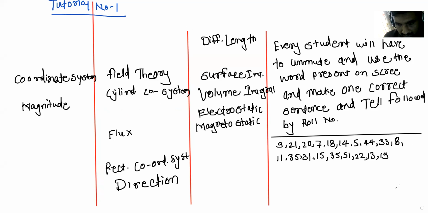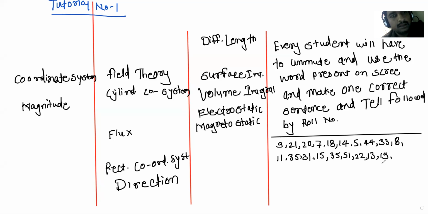Sir, 51. Magnetostatic. Yes, go ahead. Magnetostatic is the quantity that deals with the study of the magnetic field. Okay. And in magnetostatic, the currents are steady. And it is the magnetic analog of charges. Okay, great. Whereas charges are stable.